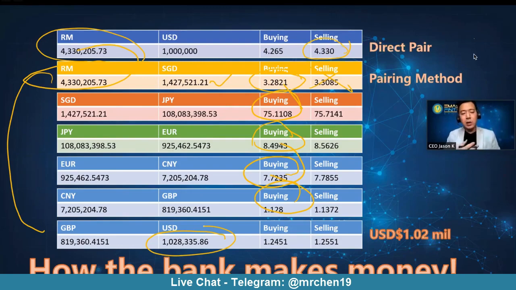So in this case, normally what we will do, we will actually complete the whole process within 20 to 30 minutes max. That will be all. And with this complicated process, as you can see here, all these routes, you can see 6 routes in total, but it can be even more, or even less. But still, this is how the bank makes money on currency trading.